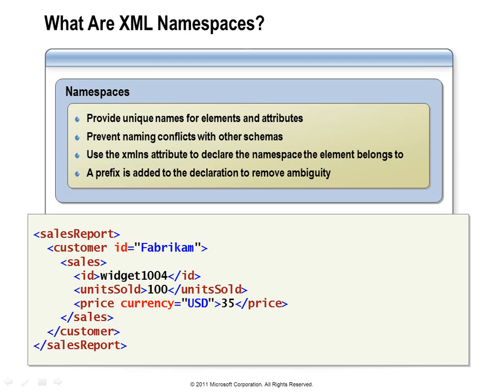So if you have two different systems that produce a sales report element, but they produce different content within that sales report element, we're going to have a problem. So to apply an XML namespace to this document as a whole, we can use syntax something like this. We are saying that this sales report element belongs to the AdventureWorks.com sales report namespace.